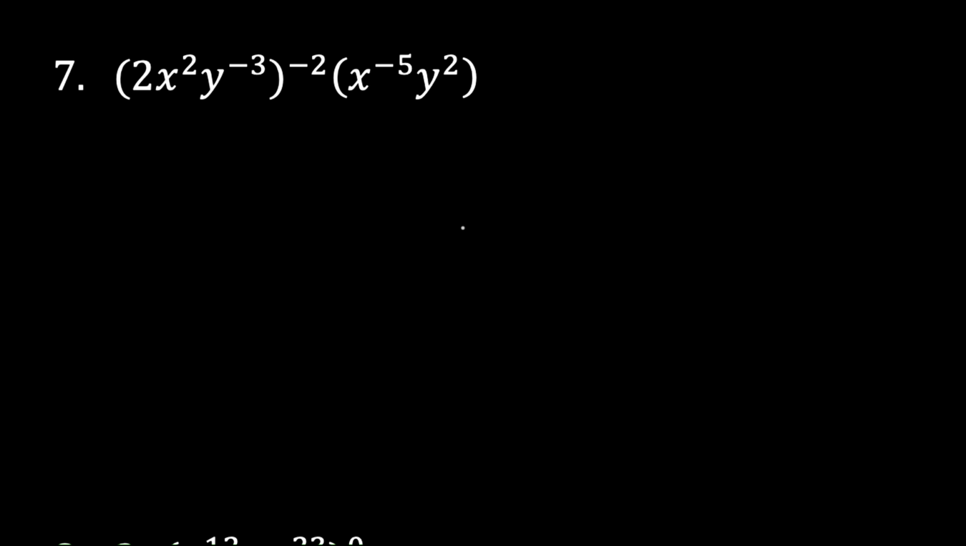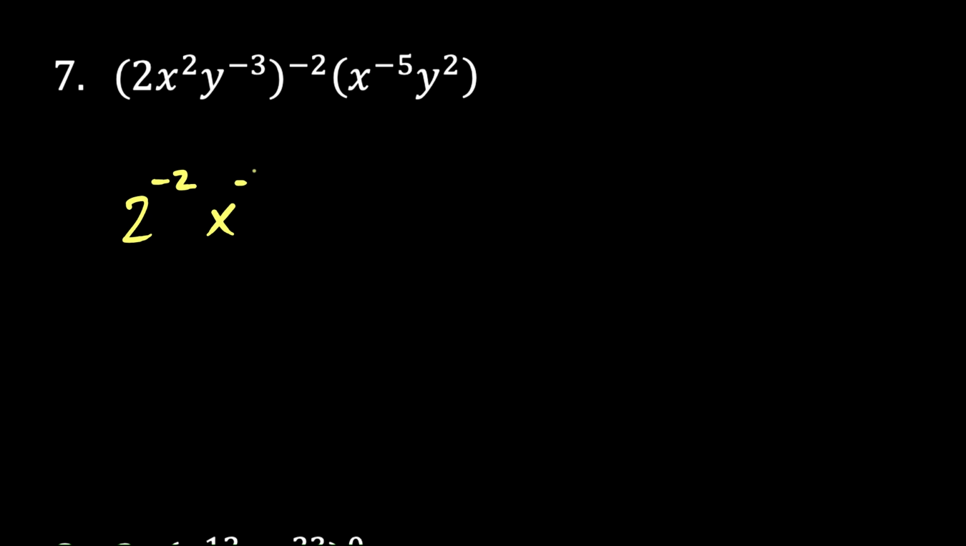Next up, again, we have our negative exponents. We have everything going on, so there's nothing to do inside the parentheses. So let's go ahead and distribute that negative 2 right away. So we're going to have 2 to the negative 2, x squared to the negative 2. So again, we're just multiplying.